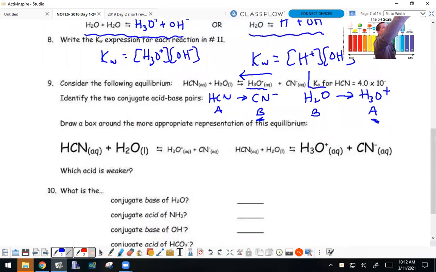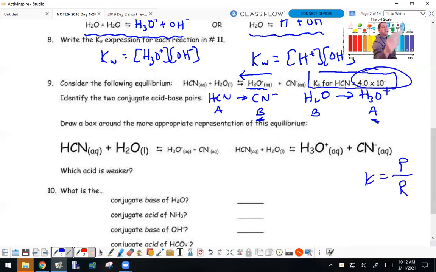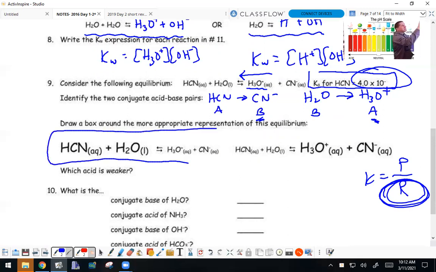So notice the Ka value for this is times 10 to the minus something. It's not greater than 1, it's less than 1. So Ks are products over reactants. If we have something like this that is much less than 1, that means you have way more reactants than you do products. And so this would be a better representation of that, showing the two equations, with the bold and the larger, meaning there's more of it.